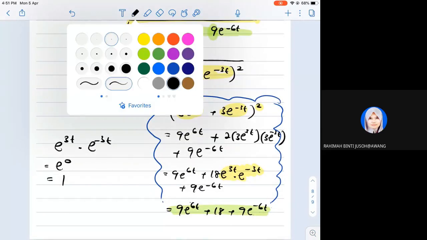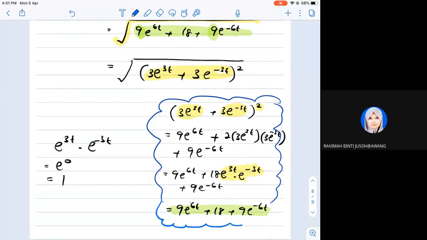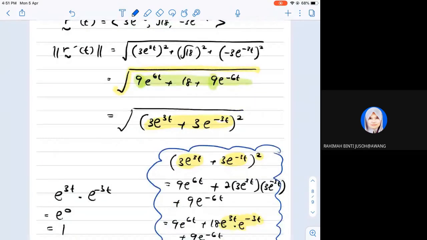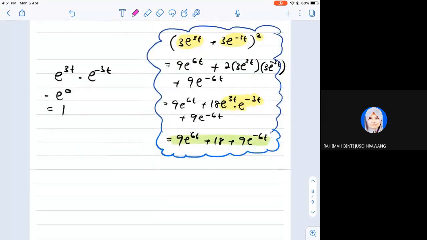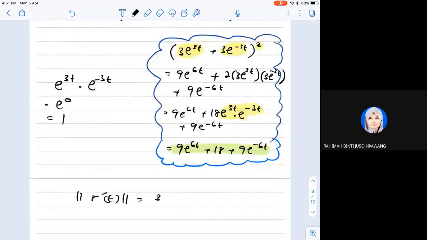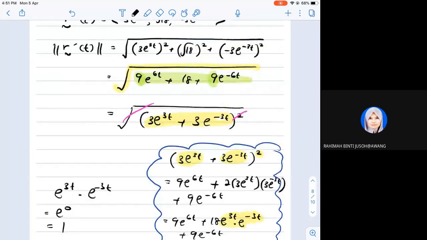Okay, so now you boleh cancel lah. Itu je trik dia sebenarnya. So sekarang ni you dah boleh cancel dah punca kuasa ni cancel dengan kuasa 2 ni. Sebab kita nak mudahkan kita nak integrate tu. Okay, so what happened? Magnitude of R prime T akan jadi samalah dengan 3 eksponen 3T tambah 3 eksponen negatif 3T je. Dah tak ada dah punca kuasa tu. Sebab dia dah cancelkan dengan punca kuasa dan kuasa 2 tadi tu.